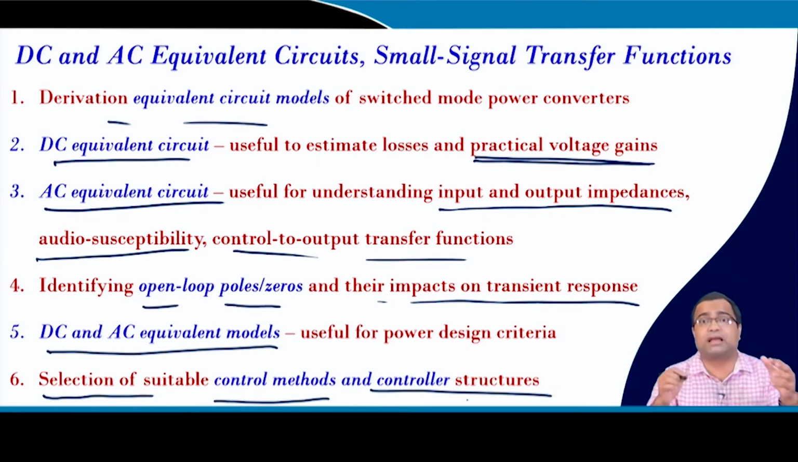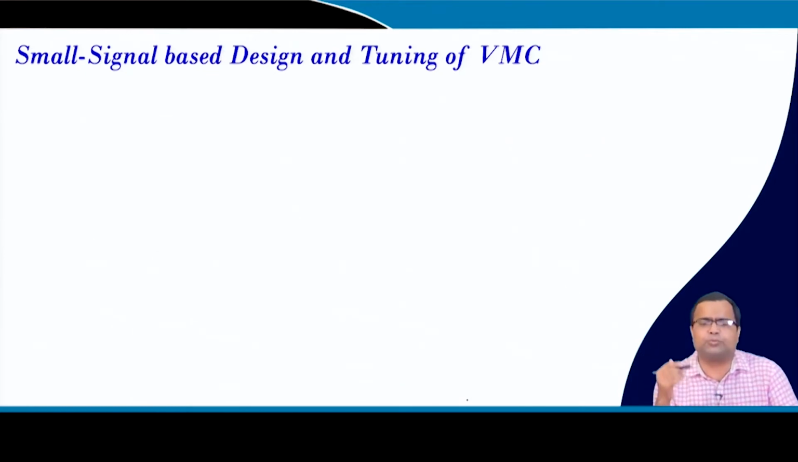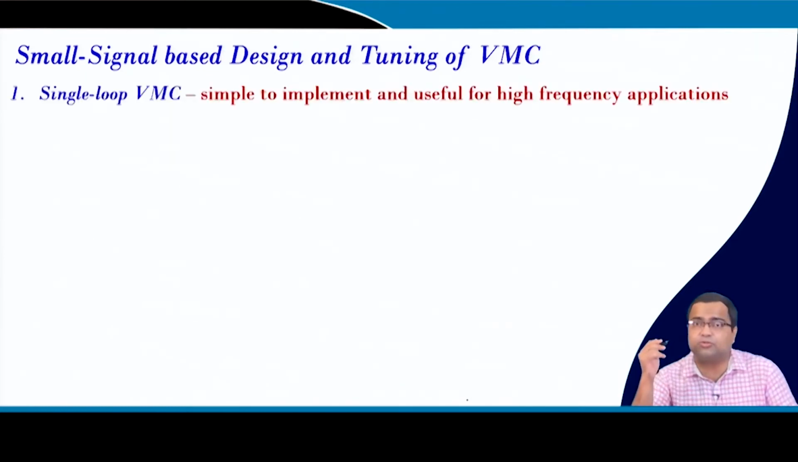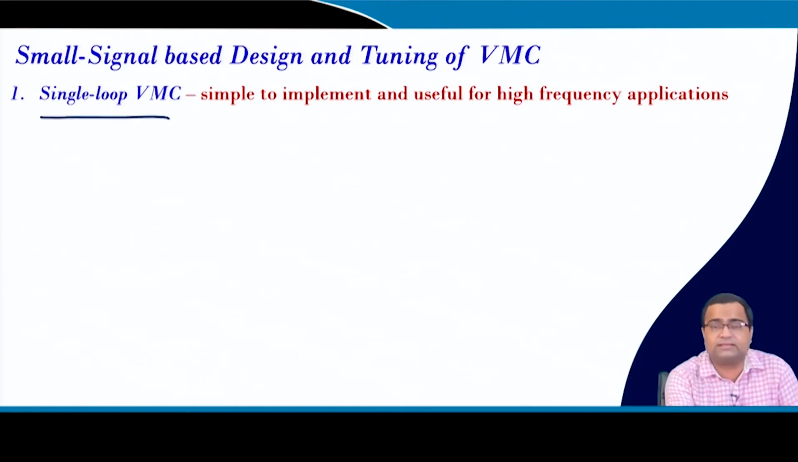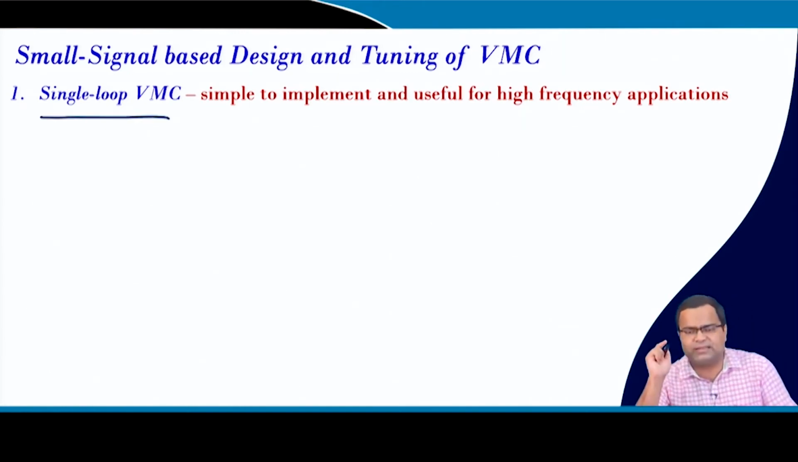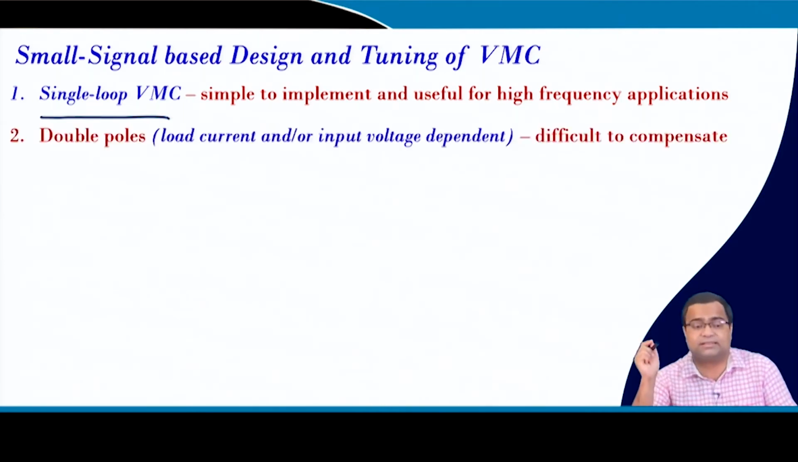So, then we considered a type 3 compensator, where we have considered one additional pole, and that can increase the bandwidth with model validity, and by that way we can reach up to 1/10 of the switching frequency, the bandwidth. Then we discussed small signal based design and tuning of voltage mode control. Voltage mode control is a single loop control. It is very simple to implement and useful for high frequency application because there is no current sensing.